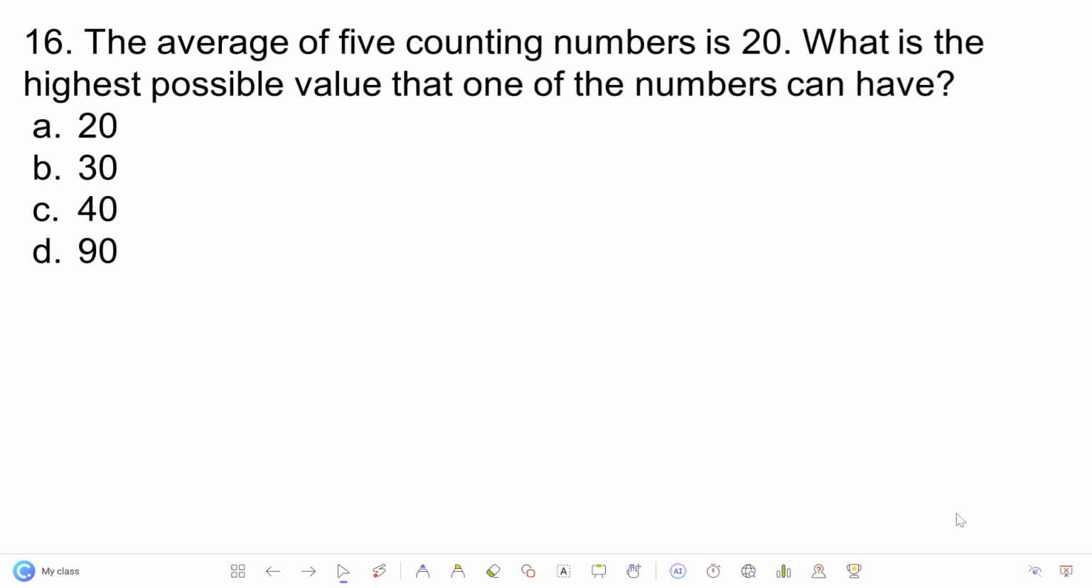So let's go. Let's have item number 16. The average of 5 counting numbers is 20. What is the highest possible value that one of the numbers can have? Is it A, 20, B, 30, C, 40, or letter D, 90?